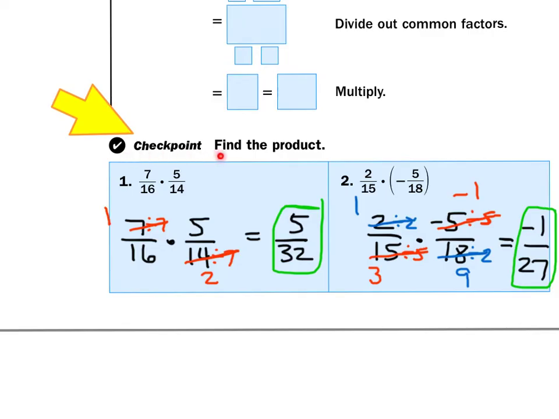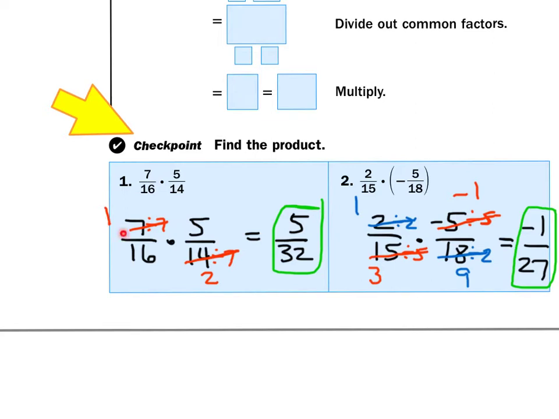Okay, so take a look at checkpoint, find the product. 7 over 16 times 5 over 14. So I just copied it, 7 over 16 times 5 over 14. And then I looked across. Well, with 16 and 5, there are no common factors besides 1, so I can't reduce. But look at the 7 and the 14. Notice how 7 goes into both. So I wrote a little divided by 7 next to each of them, and then I crossed them out.